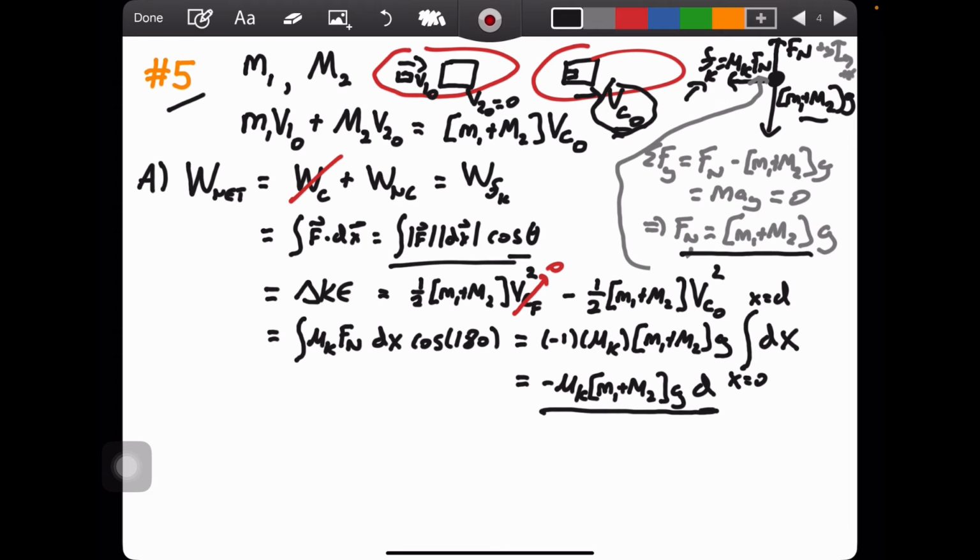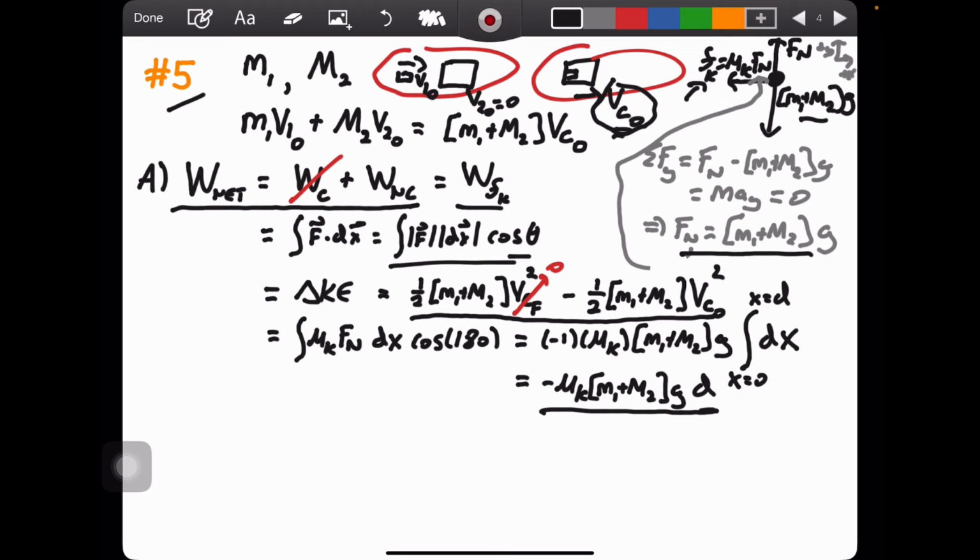And all of that, remember, is equal to all of this. That's the change in kinetic energy. This is the work energy theorem. That's this right here. The net work is the work done by conservative forces plus the work done by non-conservative forces. By my earlier reasoning, there is no work done by conservative forces. In this case, gravity is a conservative force, but gravity is acting perpendicular to the motion. So there's only work done by non-conservative forces, which in this case is the work done by kinetic friction.